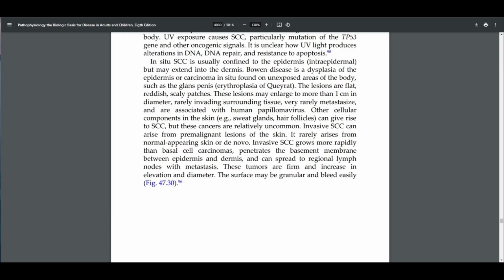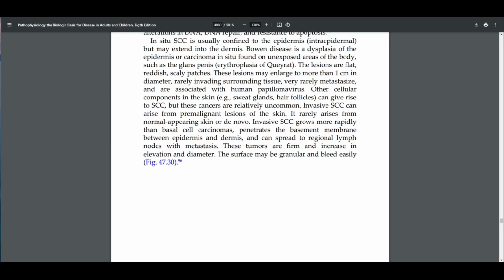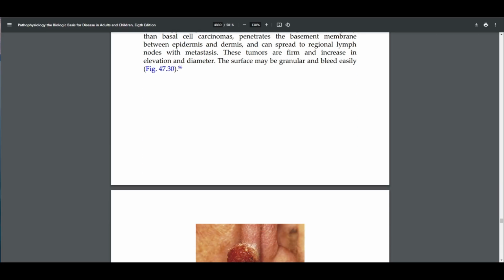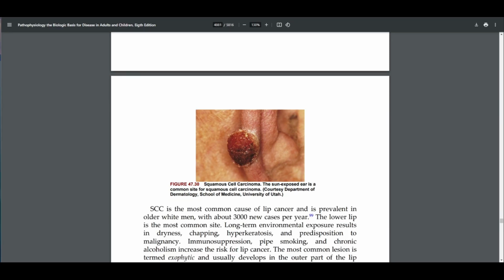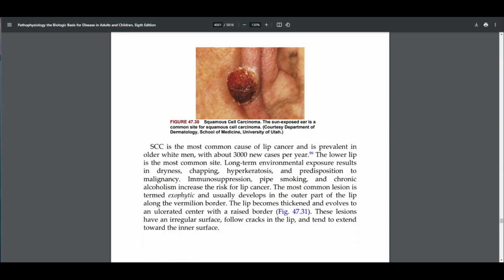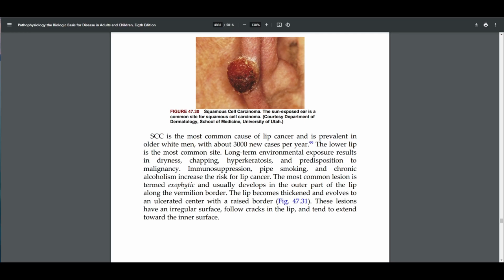These tumors are firm and increase in elevation and diameter. The surface may be granular and bleed easily. So here you're taking a look at the squamous cell carcinoma. SCC is the most common cause of lip cancer and is prevalent in older white men, with about 3,000 cases per year. The lower lip is the most common site.